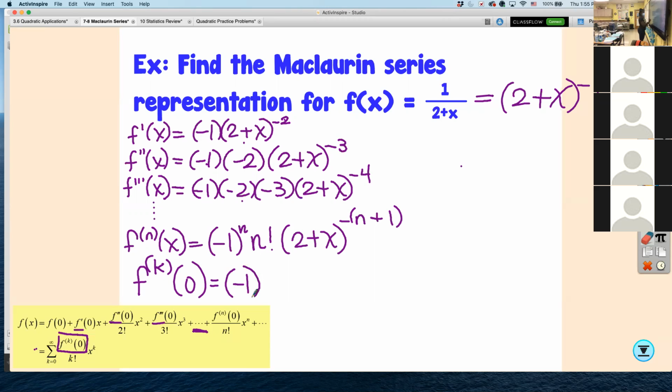When I do that, that becomes -1 to the k power times k factorial times 2 plus 0, because I'm plugging in 0 for x, to the negative k plus 1 power. This is what I have. So I'm going to have the sum of k equals 0 to infinity.